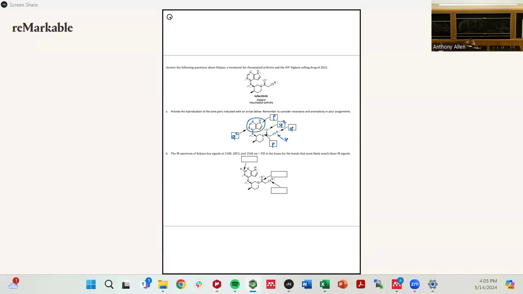Okay, now some IR signals. By the way, you will have the charts of the different shifts and stuff.